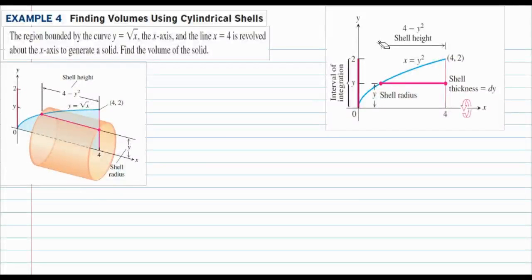This is the screencast for section 7.3, example 4, finding volumes using cylindrical shells. So in this example, it says the region bounded by the curve y equals square root x, the x-axis here, and the line x equals 4, so this curvy triangle piece, is revolved about the x-axis to generate a solid. Now, before example 4, we would probably just use the disk method.